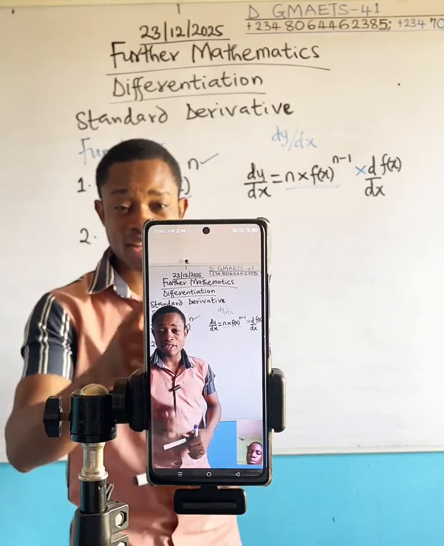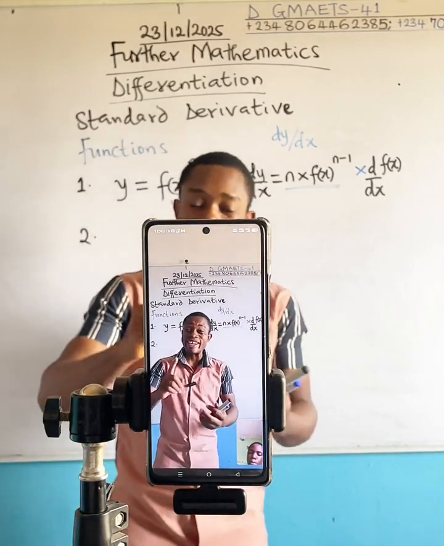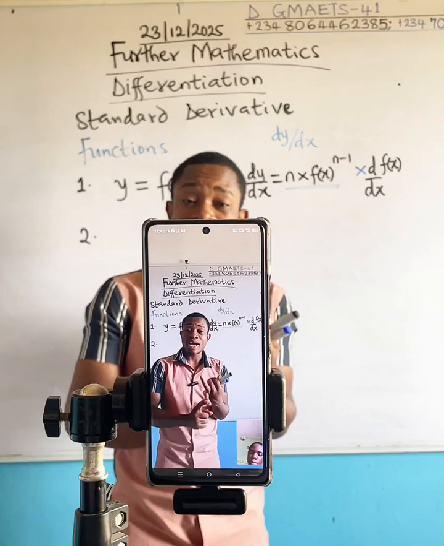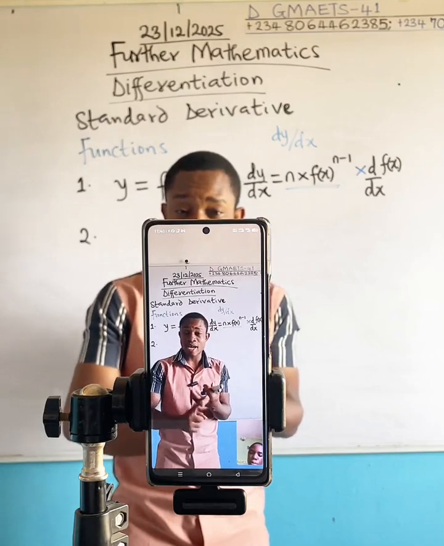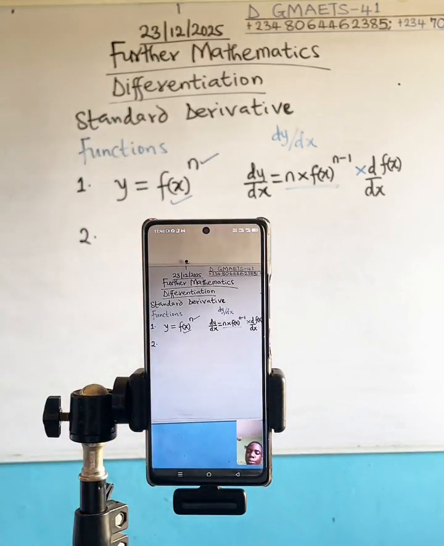Trigonometric function. Then after that, we conclude with exponential function. So for trig function, we're going to consider sine, cos, and tan. I hope you're following, right? Yeah. Good. So that's going to be 2a.